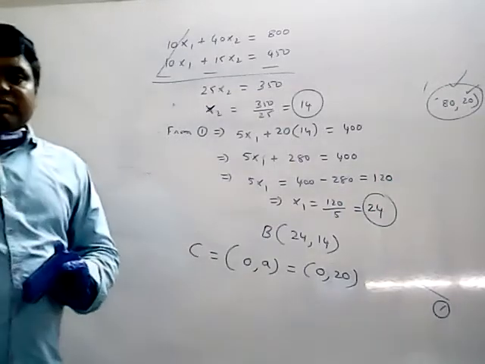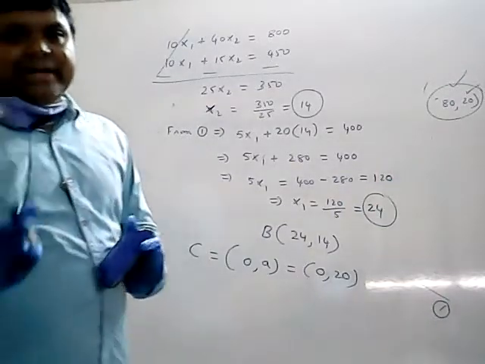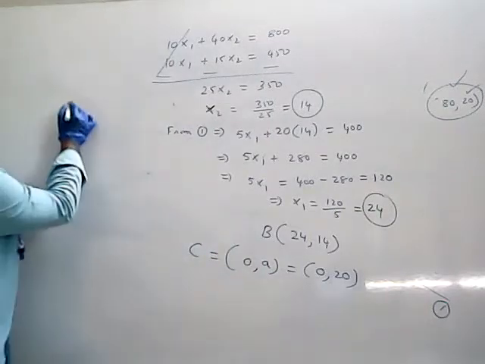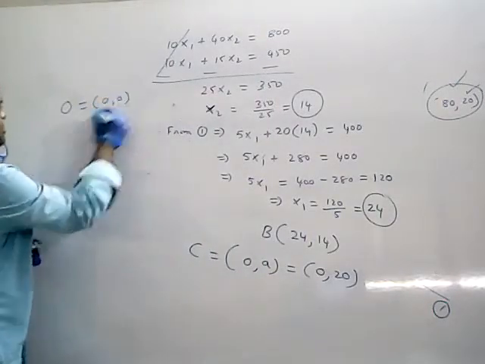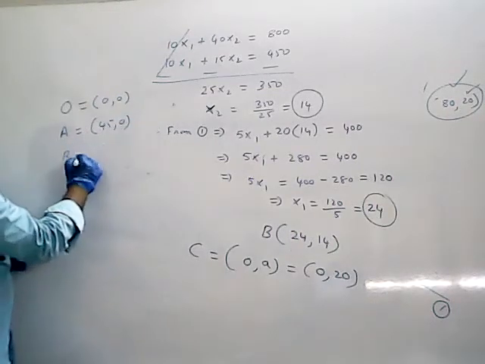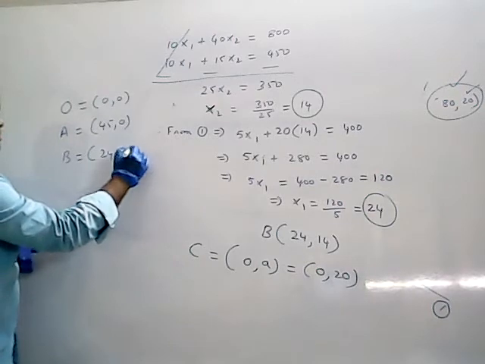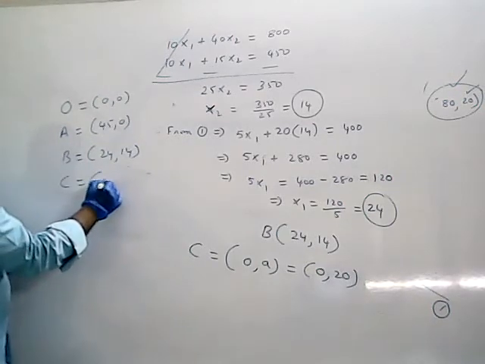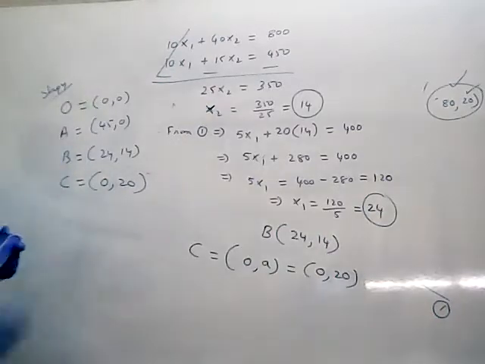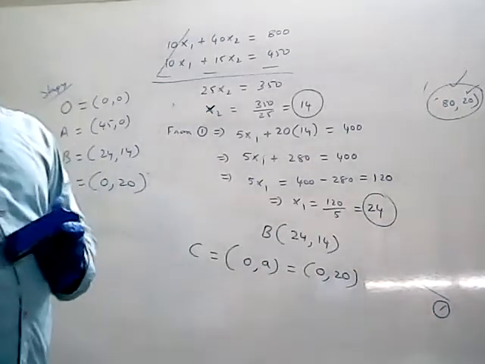So now step number 4 is completed. What is step number 4? Identify the corner points of the feasible region. I have identified the corner points. What is the O point you are getting? 0 comma 0. The A point is 45 comma 0. The B point, which we just finished, is 24 comma 14. And the C point is 0 comma 20. Now step number 4 is finished. I have identified all the corner points of the feasible region.